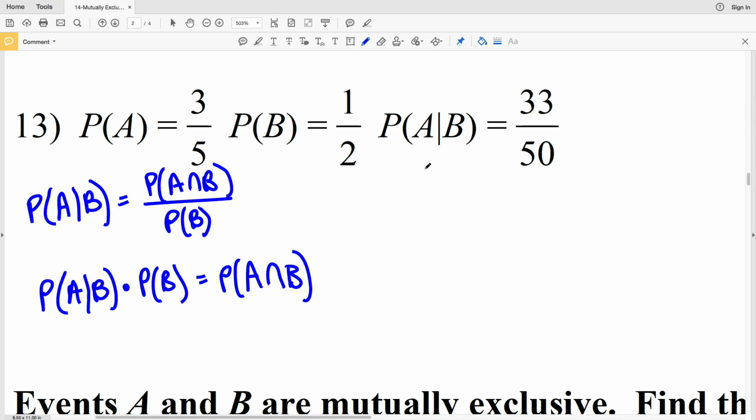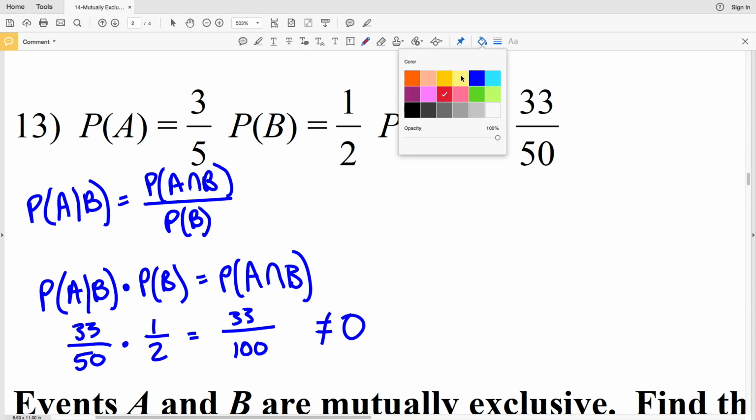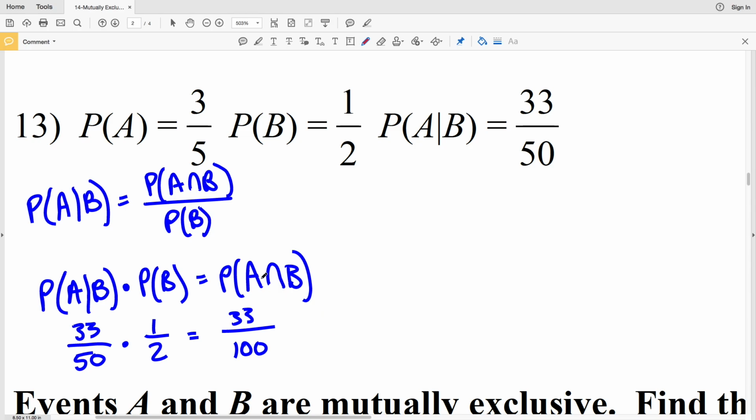So the probability of A given B is 33 over 50, and the probability of B is 1/2. 33 times 1 is 33, and 50 times 2 is 100. 33 out of 100 does not equal 0. Therefore, in number 13, because the probability of A intersection B does not equal 0, the events are not mutually exclusive.